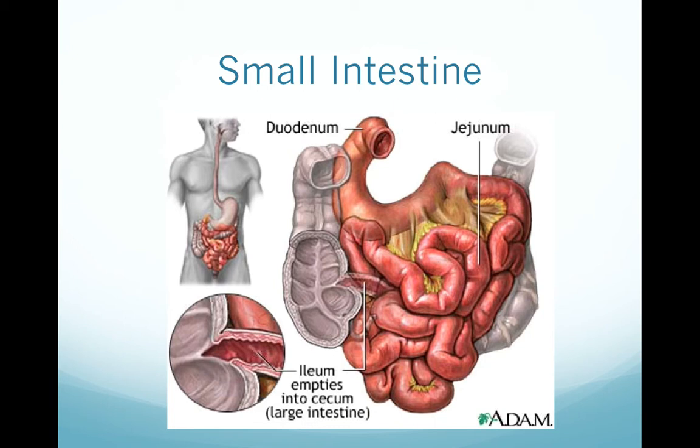The duodenum is the first part, right after the stomach. The jejunum is the longest part, and it's in the middle. And then the ileum is the last little bit, and that's what empties into the large intestine.